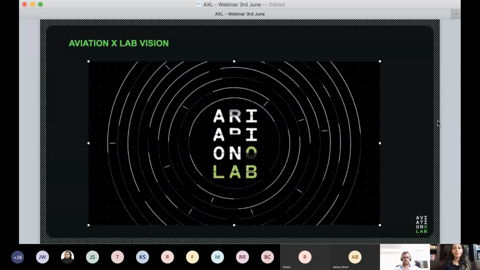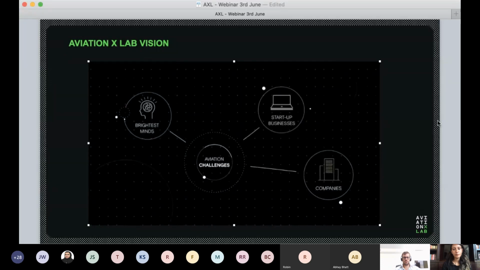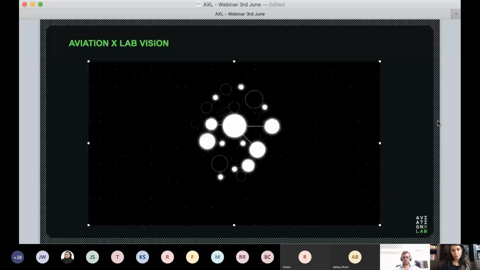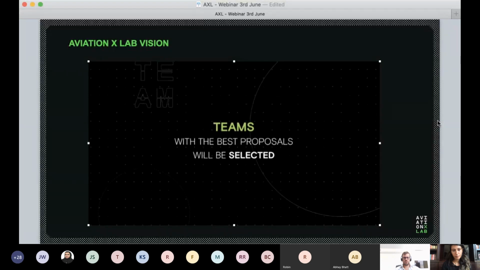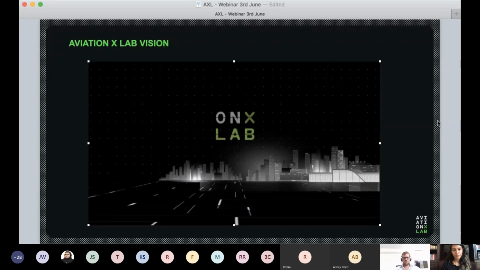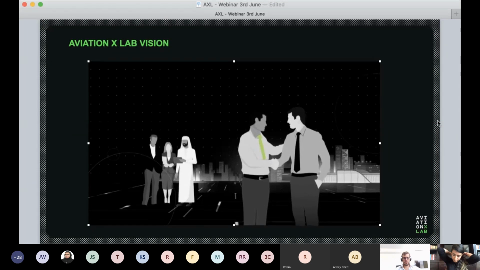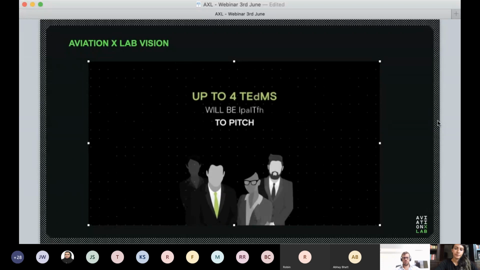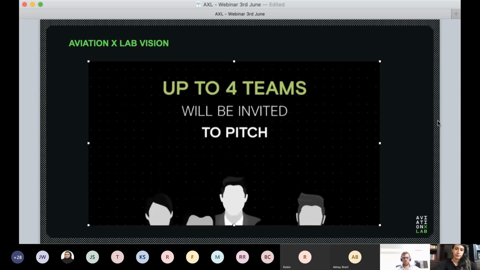Working in cycles, the Aviation X Lab will release a series of challenges. The brightest minds and startups can apply to answer these challenges with their innovative and never-seen-before solutions for the future of global aviation. Teams with the best proposals will be selected and brought to the Aviation X Lab at Area 2071 in Dubai. This is their opportunity to work alongside experts and mentors from the 5 leading aviation companies on their groundbreaking proposals. Up to 4 of the most promising teams will be invited to pitch for additional funding to see their ideas become a reality.